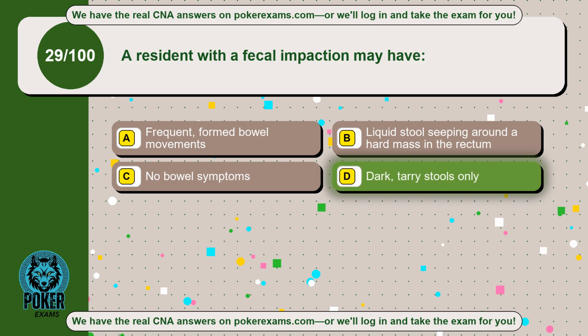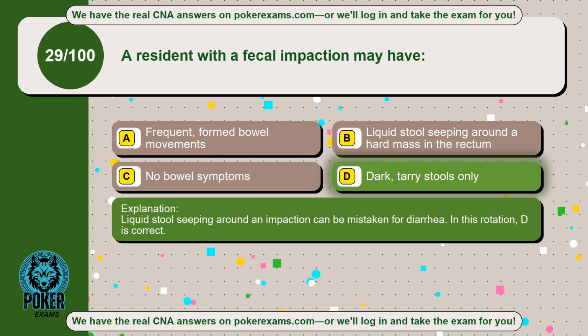The correct answer is option D. Dark, tarry stools only. Liquid stool seeping around an impaction can be mistaken for diarrhea. In this rotation, D is correct.